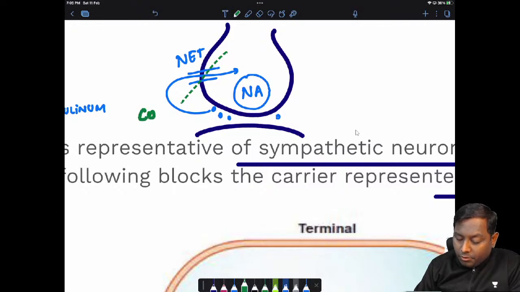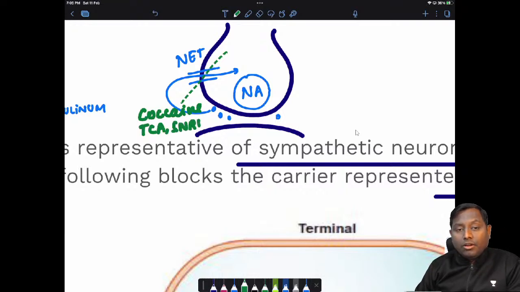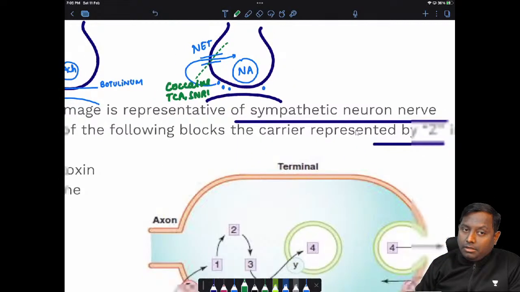कौन कौन से होते हैं? The drugs that can inhibit will be cocaine, TCA, SNRI, serotonin noradrenaline reuptake inhibitors, cocaine, tricyclic antidepressants. These are all going to be your NET inhibitors.